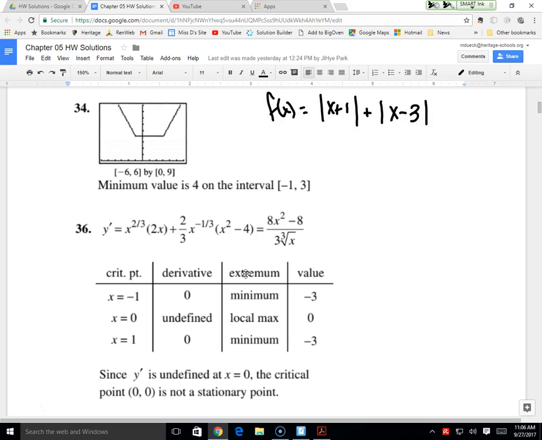So what'd you guys do? Derive it, right? Yeah. So how do you derive absolute value of u? It's u over absolute value of u times u prime.